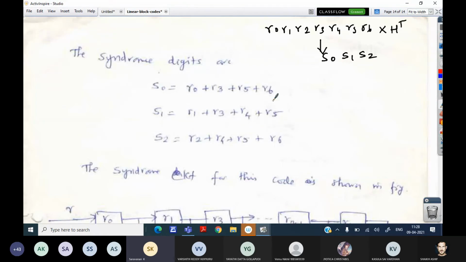You tell me whether the calculation is over or not. Have you got this value, S0, S1, S2 in terms of R0, in terms of the received vector bits? Okay, have you got this? Finished?